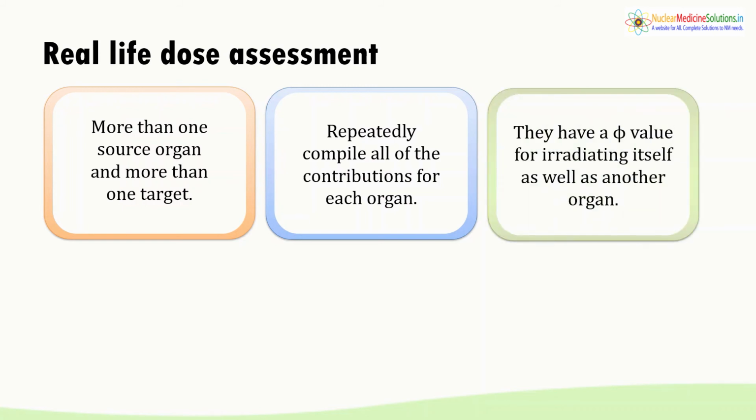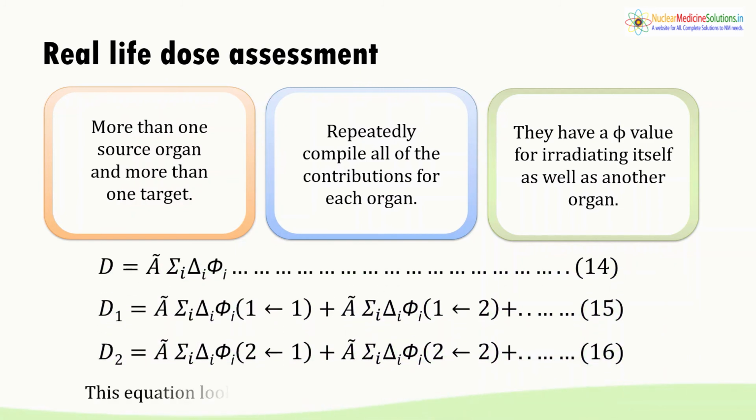Each organ will have a phi value for itself, which is being irradiated by itself, as well as the irradiations which come from the other organs. Therefore, the formula for dose assessment will become like this: the contribution from itself as well as from others which are irradiating it. So this equation looks quite complex and can be very confusing for many users. Let's see this with an example.